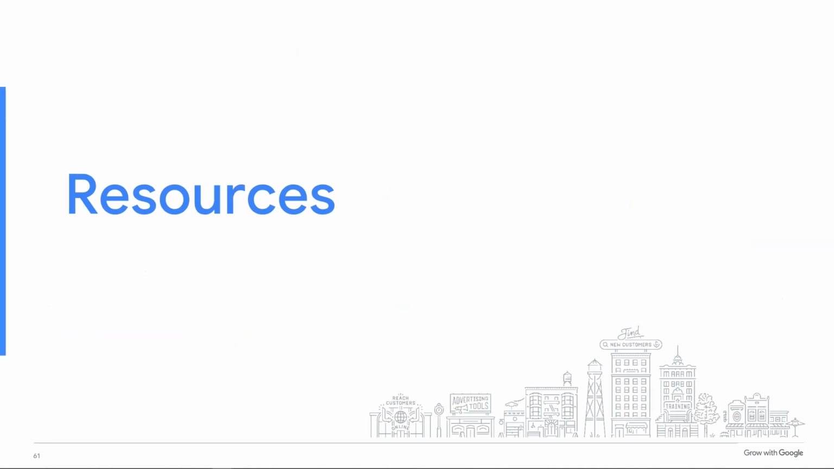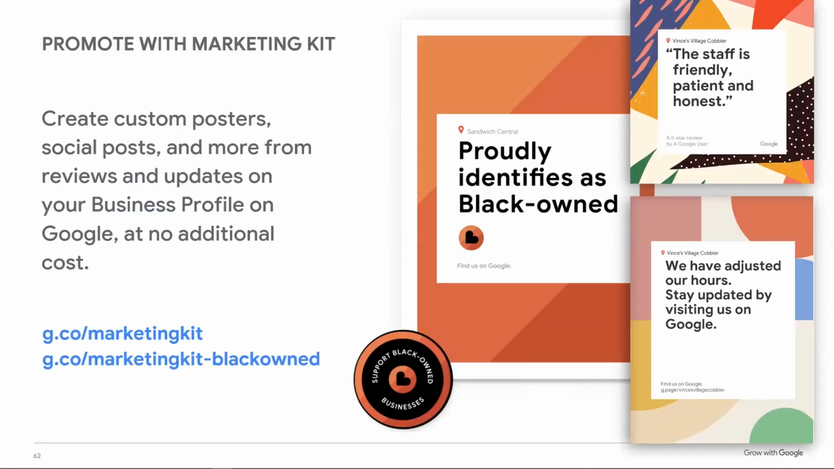Okay, resources. Let's talk about some resources that are available to you for free through Google. So promoting with a marketing kit. Create a custom poster, social media posts, and basically create a marketing kit for your business profile with Google for no additional cost. You go to g.co/marketingkit for a regular business, and you go to g.co/marketingkit-blackowned for Black owned businesses.